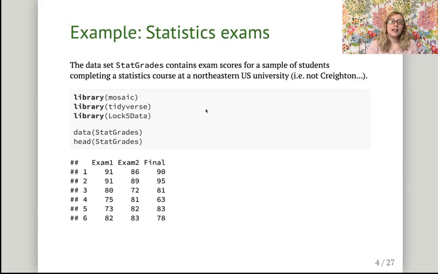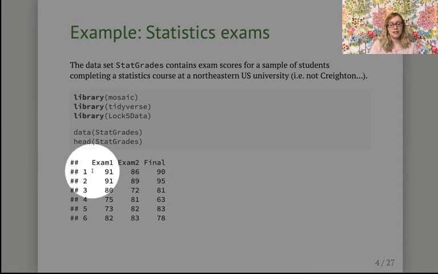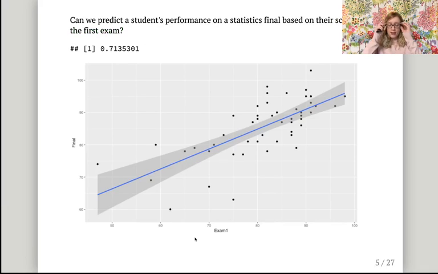So we'll take a look at an example data set from the Lock5 data library called the Stat Grades dataset. So this contains exam scores for a sample of students who completed a statistics course at a large northeastern university in the US. So our data set contains information on the first exam, exam 1, second exam, and the final. Now let's say we want to be able to predict how a student would score on the final exam based on their previous 2 exams.